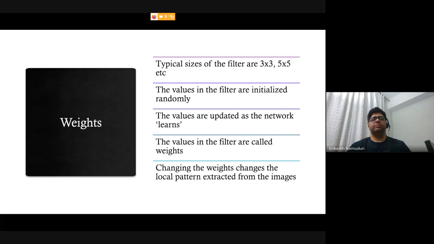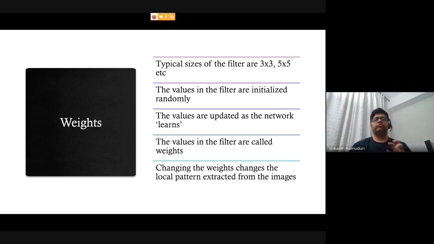So the typical size of the filters are usually 3 by 3 or a 5 by 5, something like that. Usually the values in a filter are initialized randomly. So this might be a little surprising for those who work in image processing, because deep learning is what you can call a stochastic process, where we are not defining beforehand what type of features are extracted, and we randomly initialize those filters even though the filter is applied to every input sample.